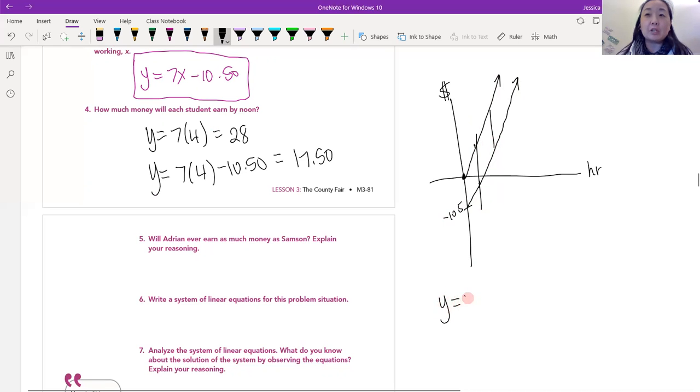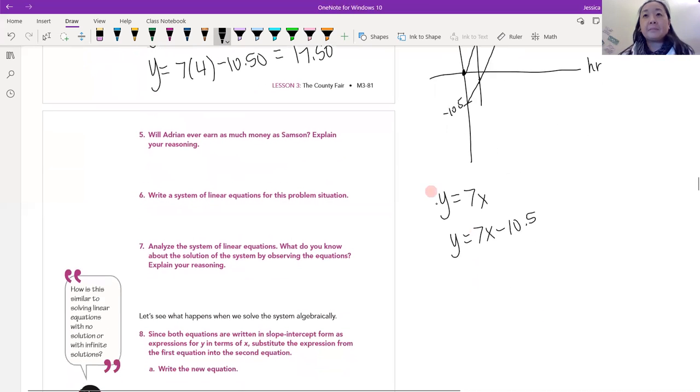So let's try and solve this algebraically. If that's not a 2, that should be a 7. y is equal to 7x minus 10.5. So now let's give it a whirl. I know I'm kind of deviating from here, but they do actually want us to do it algebraically too. So if they're both equal to y, I'm just going to set these equal to each other. So 7x is equal to 7x minus 10.5, right? Because they're both equal to y.